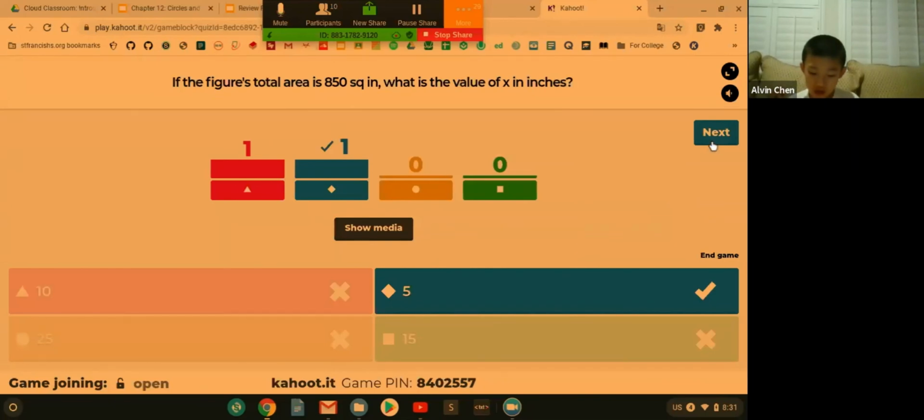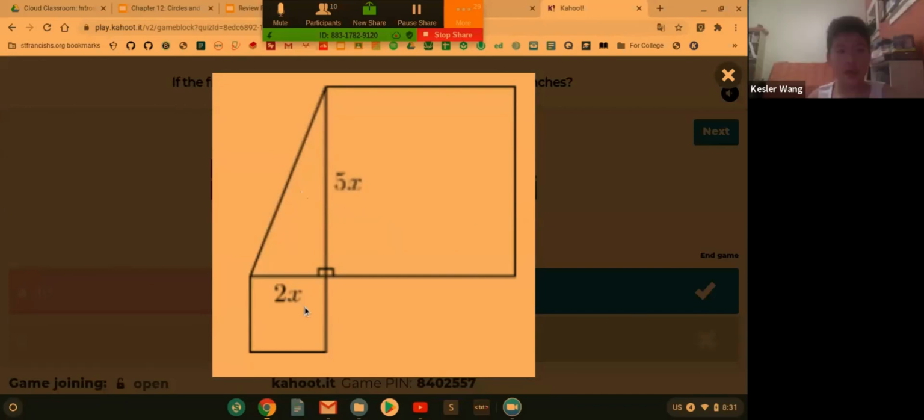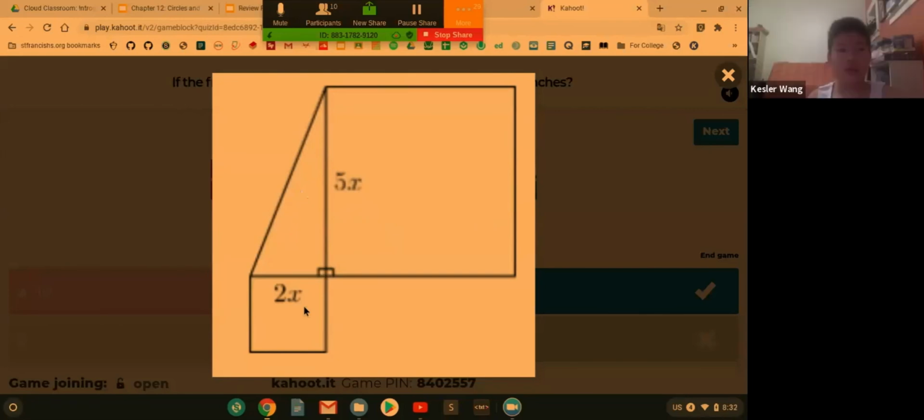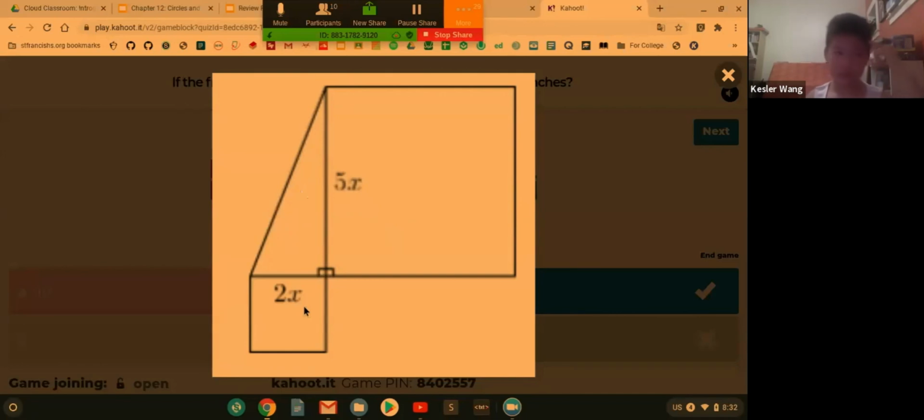But when I solved the area, when I added the areas together, I got 34x squared. But 850 isn't divisible by 34, I believe. It's 34x squared, you mean? Yeah, I mean 34x squared. Yeah, I got 34x squared, and the answer would have been really different. It would have been 25. Yeah, totally, 25 total. Maybe we should do this problem.